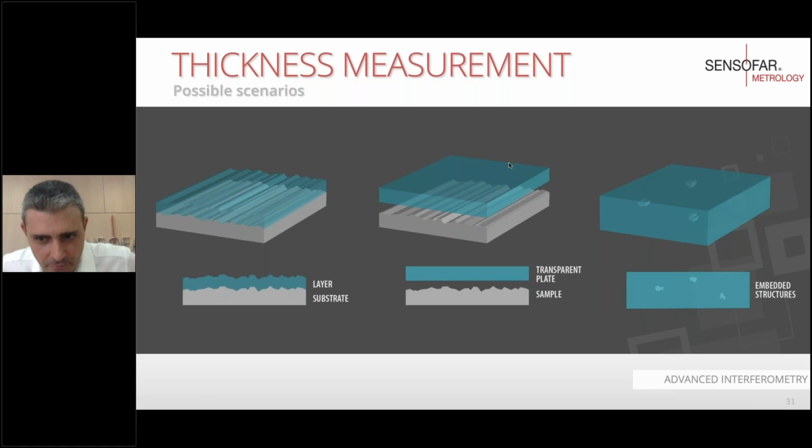First of all, I would like to introduce 3 different aspects of transparent objects on which we are able to perform measurements. The first one is what is called a layer and a substrate. That is the most typical case when we are dealing with semiconductor applications. The second one is a transparent plate and a sample behind the transparent plate, and some gap in between. That gap typically is air.